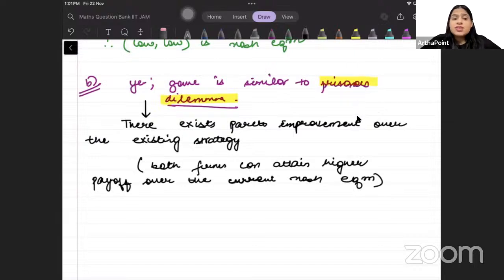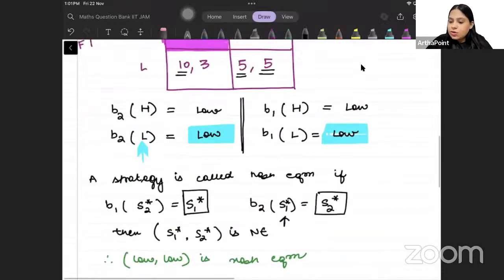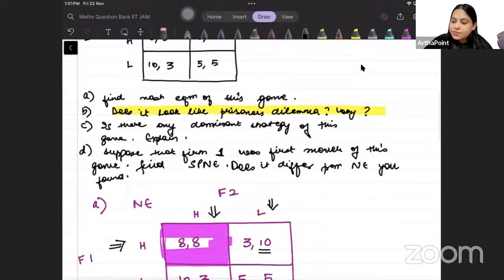Both firms can attain a higher payoff than the current Nash equilibrium. That is why it is a prisoner's dilemma. Well, you should be very clear with the reasoning, very, very clear with the reasoning part. Okay, now come to the third part.